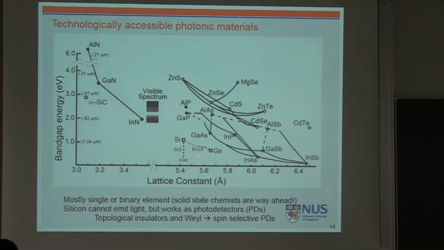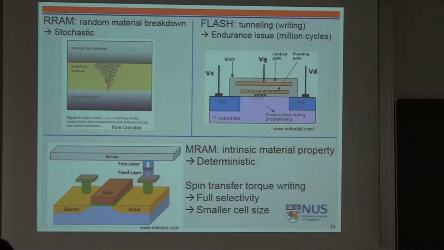And silicon can still work as a photodetector, not as an emitter, and it's very, very cheap. It's a few dollars. So if you try to use topological insulators or Weyl semimetals for this kind of photodetection application, I think it's kind of nonsense. However, because we can have spin selectivity, I think there is opportunity to make some spin selective or spin dependent photodetectors using these fancy materials. So I'm going to show some of our data later on.